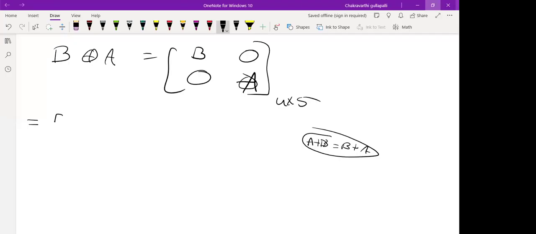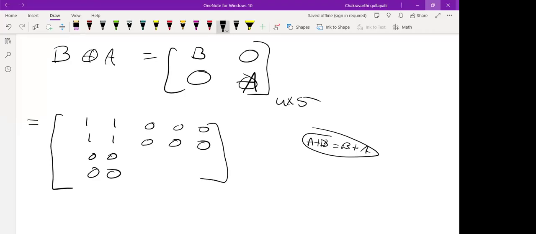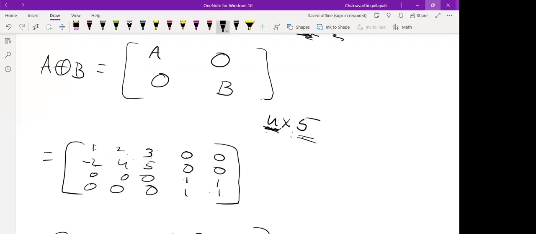But are they equal? Let us see. What is B? 1, 1, 1, 1. Okay, 4 by 4 matrix. So 0, 0, 0. Next here, how many columns? 5 columns. 2 columns over, remaining 3 columns. Here we have to arrange A. What is the A matrix? 1, 2, 3, minus 2, 4, 5. This is A. B plus A. You can see the orders are equal, but the matrices are not equal. Because we had ones here.